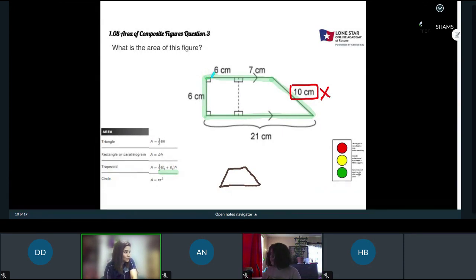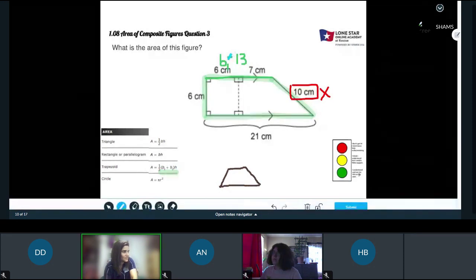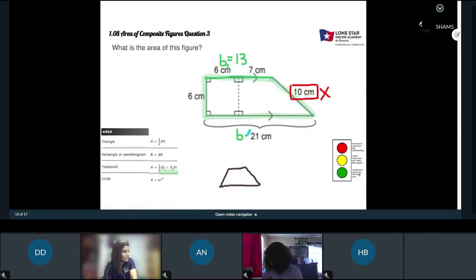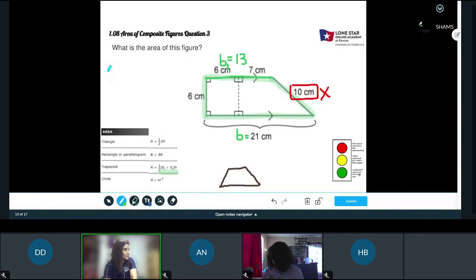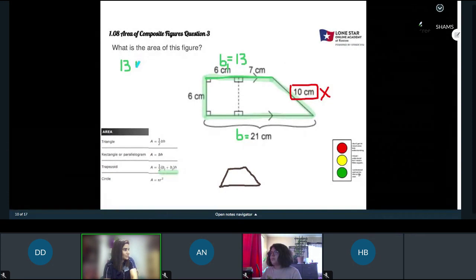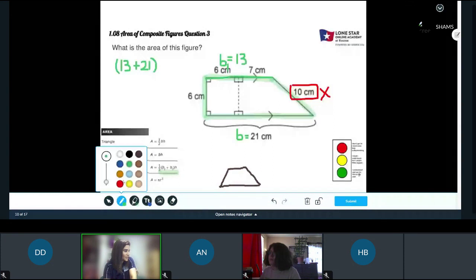The base 1 is 6 plus 7. Base 1 is 13. Six plus 7 is 13. Base 2 is given, it is 21. To find the area of the trapezoid, we have to add the bases. So I'll do 13 plus 21. I get 34. Right? I multiply it by height. I do 34 and then times height.